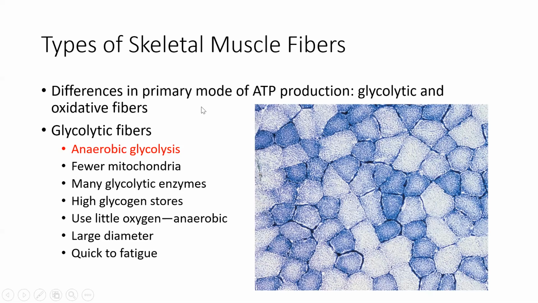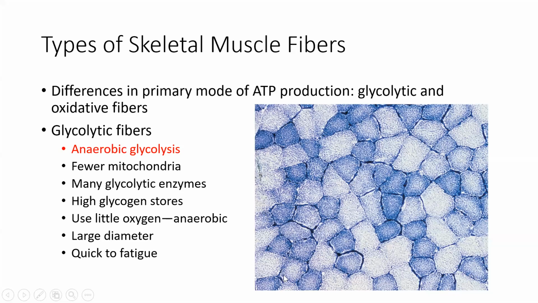They have more glycolytic enzymes, again, because they're relying on glycolysis. So they're going to have more of the enzymes that are required to drive those glycolytic reactions. They've got higher glycogen stores, because that's what's important for these fibers, right? We need to tap into those glycogen reserves in order to break that down to make glucose. And so it's going to be more important to have glycogen stored in these types of fibers. They use little oxygen, so they're anaerobic, and that we know just as a matter of fact. They're larger in diameter, and the reason for that is because they're not reliant upon oxygen.